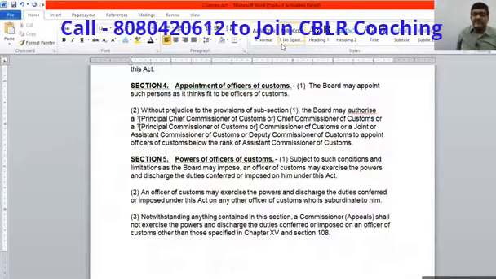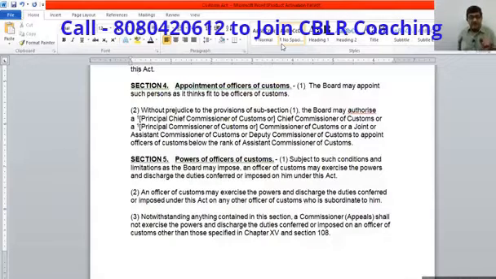How is the appointment made? Subsection 4 says the board may appoint such person as it thinks fit. And then, without prejudice to the provisions of section 1, the board may authorize the principal chief commissioner or principal commissioner or joint commissioner or assistant or deputy commissioner to appoint the officer below the rank of assistant commissioner of customs. So officers below the rank of assistant commissioner, they are referred to as junior officers. Assistant commissioner and above, they are referred to as senior officers, right?